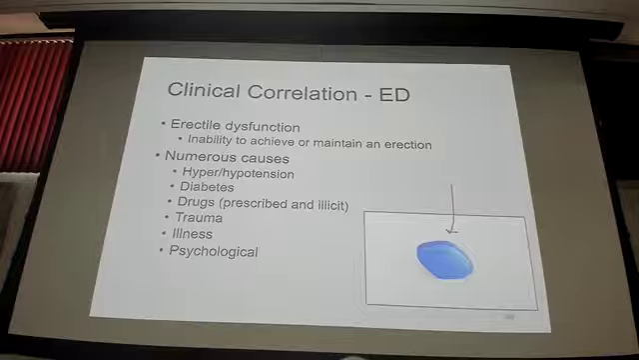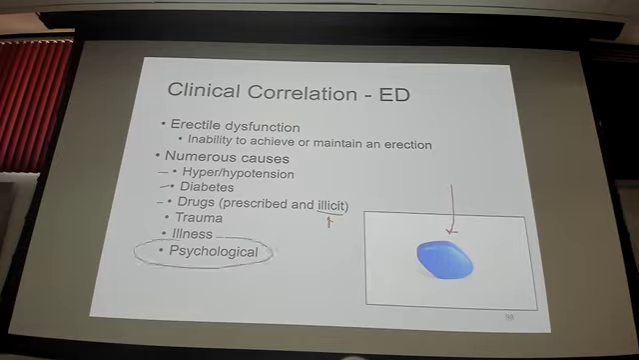Anyway, if you want to talk about causes, hypertension, diabetes, it's on every list, you guys, right? Illicit drugs. I know it says illicit on your slides. Spelling is hard. So illicit drugs, marijuana is a big one. When you talk about that, illnesses, trauma, psychological. This is a big one.